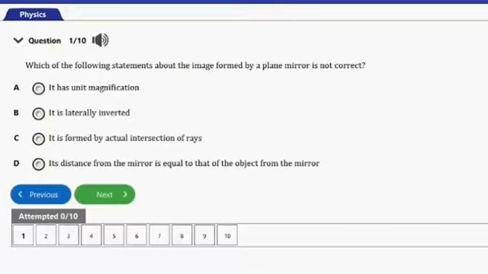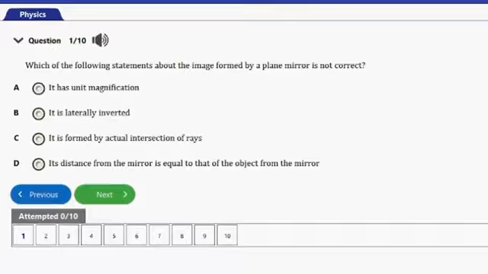So guys, the answer to this question is option C here. The statement that is not correct for the image formed by a plane mirror is option C, it is formed by actual intersection of rays. You notice that a plane mirror actually has a unit magnification. It is laterally inverted. The distance of the image is also equal to that of the object from the mirror. But the rays actually do not intersect. So the image is not formed by actual intersection of rays, and as such, option C is the answer to this question.